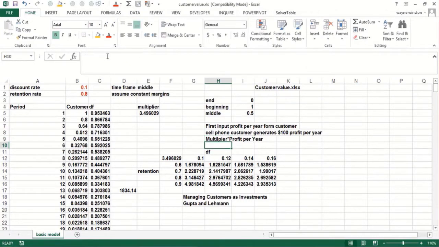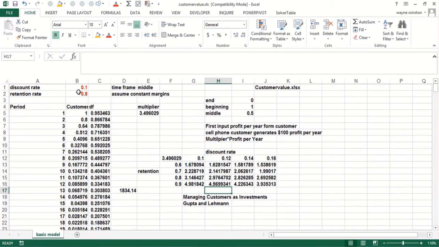And then we're going to use a data table once we set up our model to show how our two inputs, retention rate and discount rate, influence the multiplier, which determines the value of a customer. And we'll show you how you can graph the results in the data table to really make them more understandable, because as the Chinese say, a picture's worth 1,000 words.